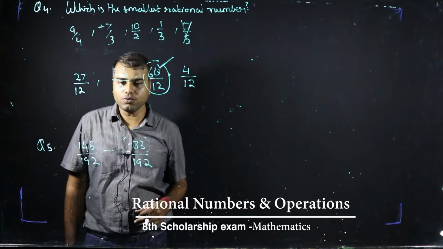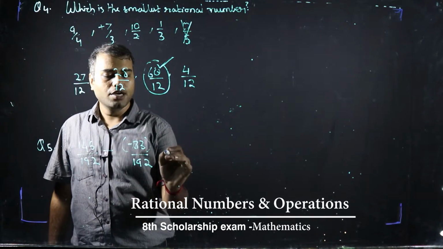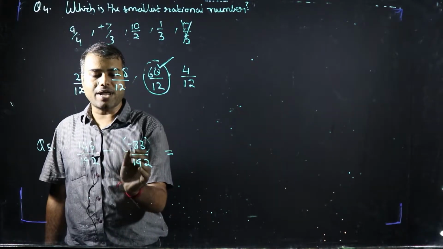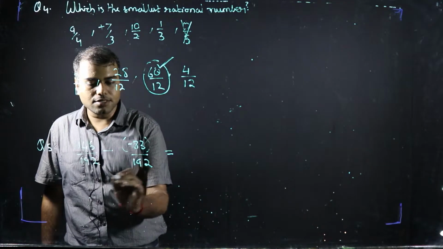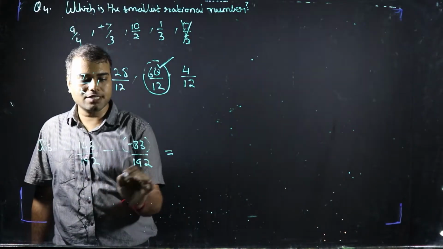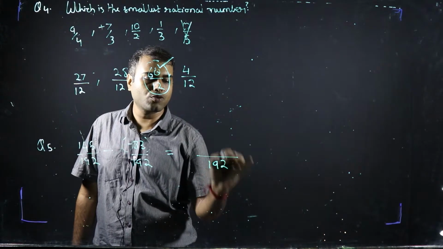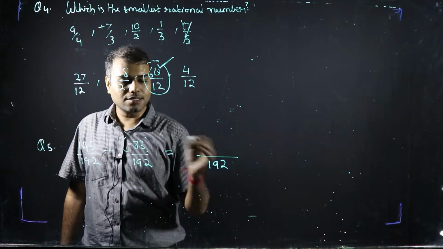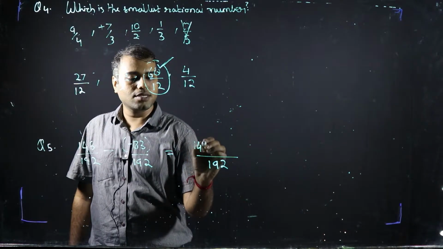Now let's move on to our next question, that is question number 5. It is a very simple question. You have to again do subtraction of two fractions and see how simple it is, because the denominator is already same for both of them. So if denominator is same, the LCM is going to be that same number, that is 192. So we can simply do the subtraction.